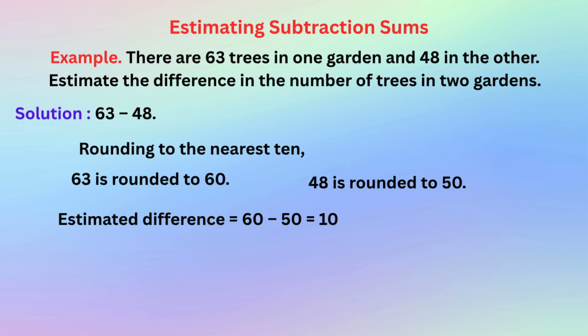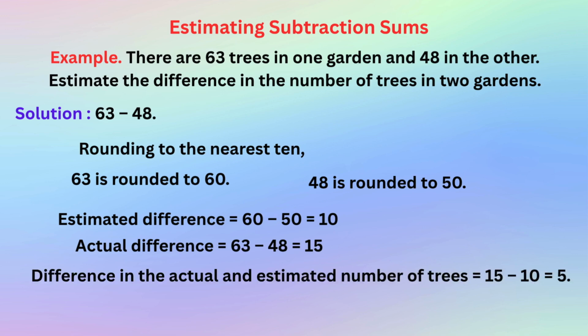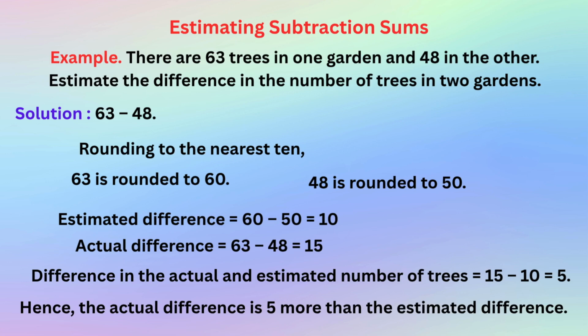Estimated difference equals 60 minus 50 equals 10. Actual difference equals 63 minus 48 equals 15. Difference in the actual and estimated number of trees equals 15 minus 10 equals 5. Hence, the actual difference is 5 more than the estimated difference.